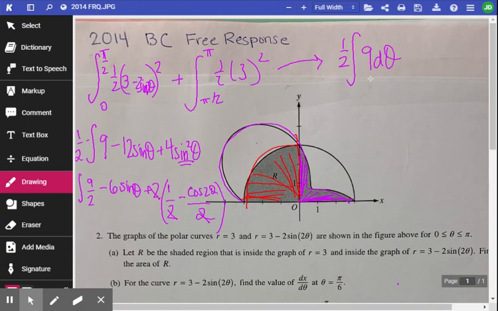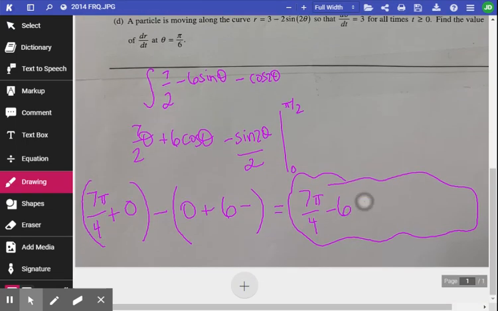Let's go back up and not forget to integrate this part. So the integral of this is going to be 9 theta. We are times a half, so we're over 2, from pi over 2 to pi. So both of those get plugged in. So we have 9 pi over 2 minus 9 pi over 4.